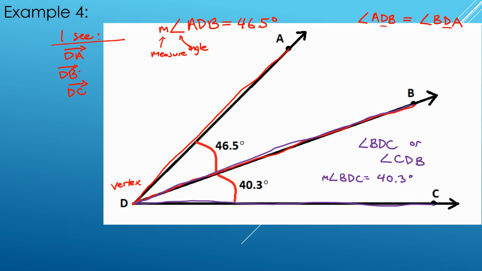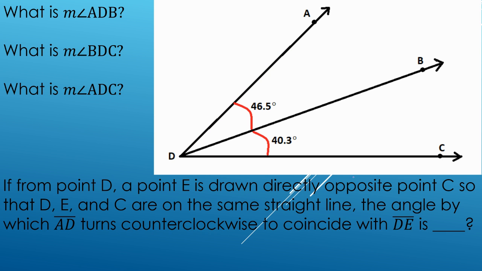I have another question about this same diagram. Actually, I have several questions. What is the measure of angle ADB? We've already answered this earlier, but locate that. Can you see it? 46.5 degrees. What is the measure of angle BDC? From B to D to C. The measure listed for us is 40.3 degrees.